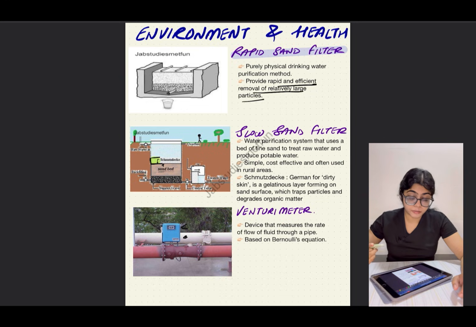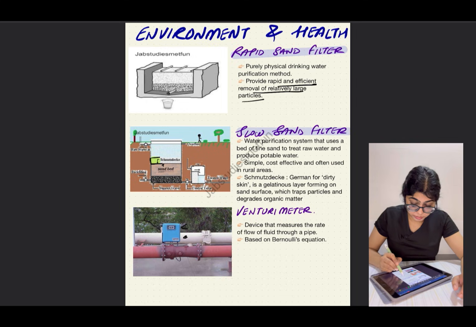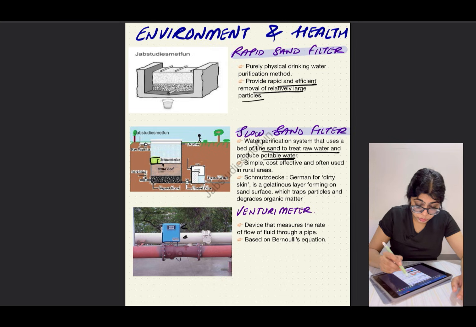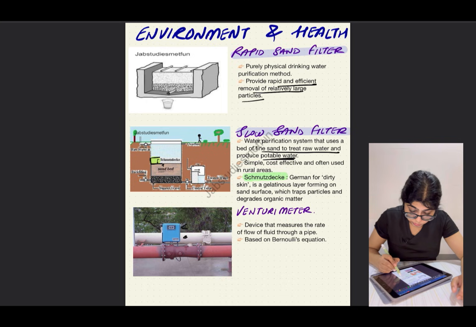So one step above the rapid sand filter is a slow sand filter. So in a slow sand filter, you can see that the water purification system uses a bed of fine sand to treat raw water and produce potable water. So it is simple and cost effective, and it is also used in rural areas. The very important term to note over here is Schmutzdecke. So what is Schmutzdecke? Schmutzdecke is German for dirty skin.